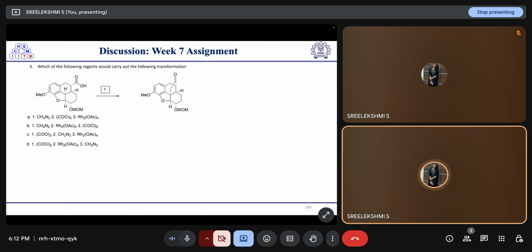Now the next question, which of the following reagents would carry out the following transformation? So this compound is converted into this lactone, not lactone, this cyclized product. So which will be the condition for that? So first option is diazomethane, then COCl2, then rhodium acetate. Second is diazomethane, then rhodium acetate, and then COCl2. Third option is COCl2, diazomethane, then rhodium acetate, and last option is COCl2, rhodium acetate, and then diazomethane.